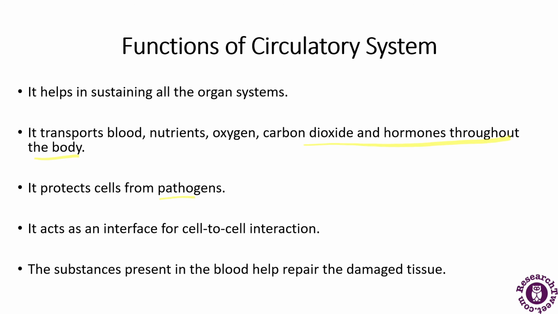It protects the cells from pathogens. It acts as an interface for cell to cell interaction. And the substances present in blood help repair damaged tissue as well. So these are all the functions of the human circulatory system.